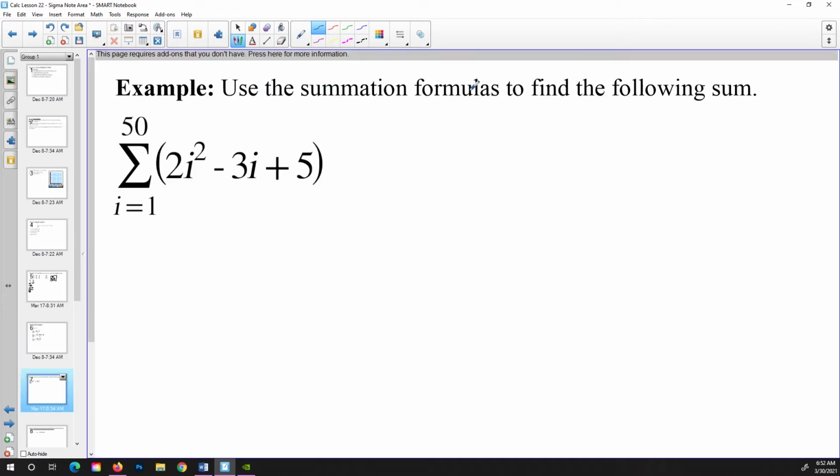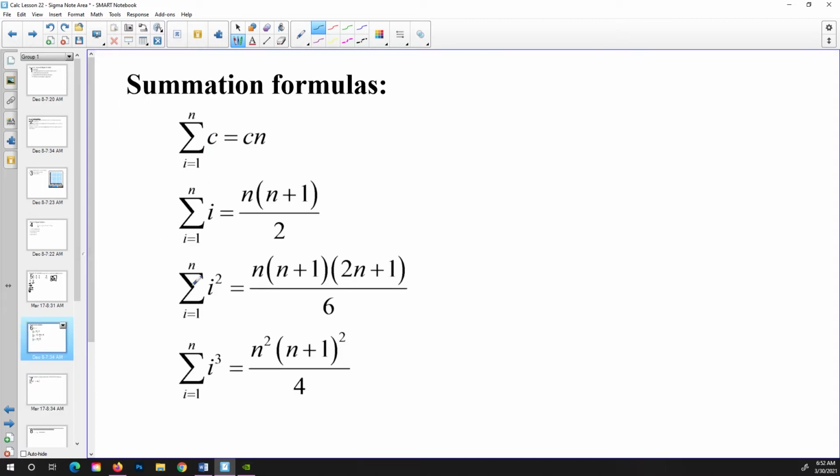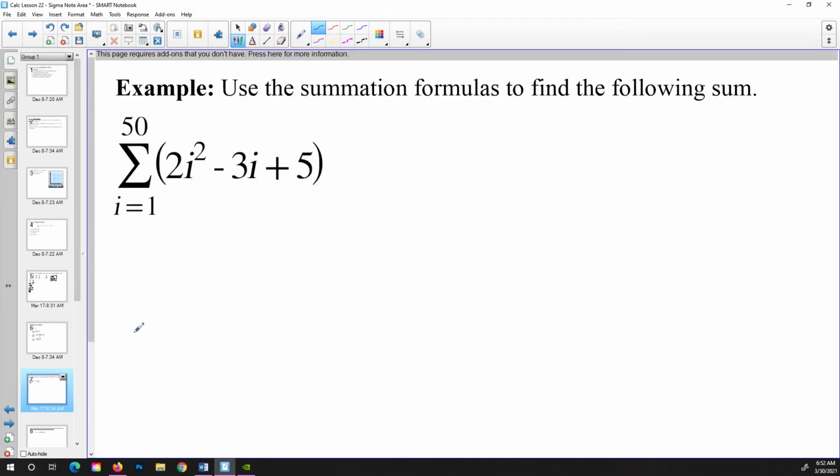Let's look at an example. Use the summation formulas to find the following sum. So I look at this expression here, and I see i squared, and I see a constant. All of those things are part of these summation formulas, so I can easily break this thing down and add those values up. Here, I will rewrite this.